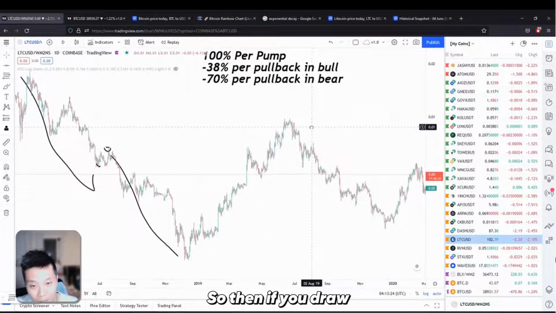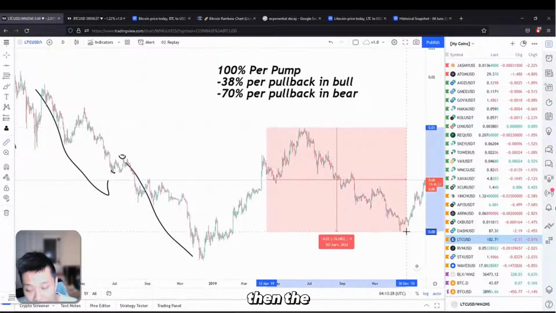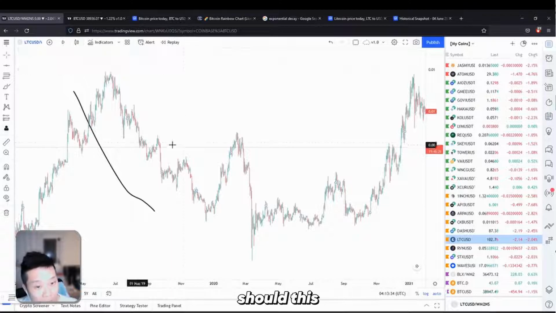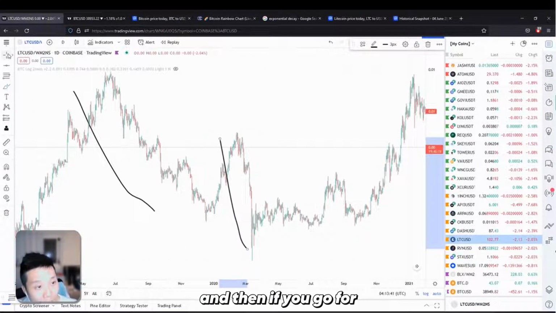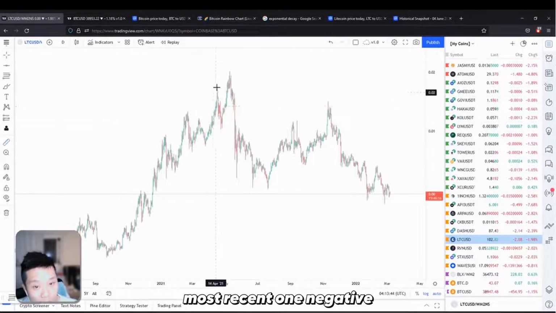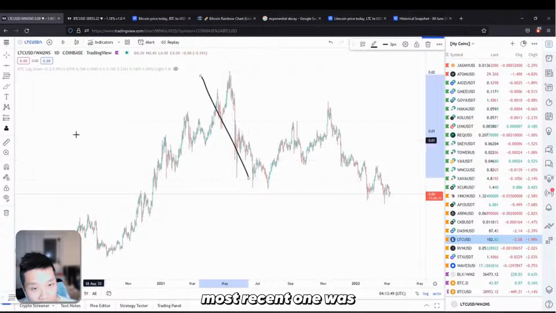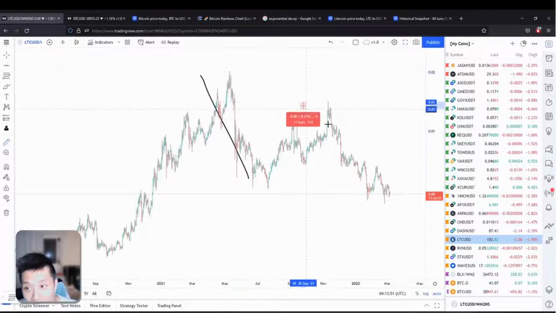If you draw from here to here, I believe this is like 75, 76, and then if you go forward into the future, this should be negative 78, negative 70, and then if you go forward a couple more times, this most recent one, negative 75, and I believe this most recent one was at least 70%. So let me just draw this a little bit.